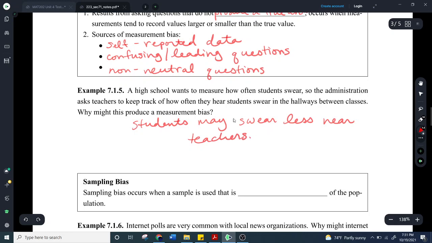I'm not sure this is the best way to set up this survey or this research. If students know that teachers are listening in, they're probably going to tone down their language, or you speak differently around your friends than you do around your professors. Even though you're not in high school, you probably still have different language you use around different people. And so if teachers are around, they might speak differently around the teachers. So that's going to produce a measurement bias, because it's going to give us values that are lower than what they would normally otherwise be, say if the teachers weren't around.